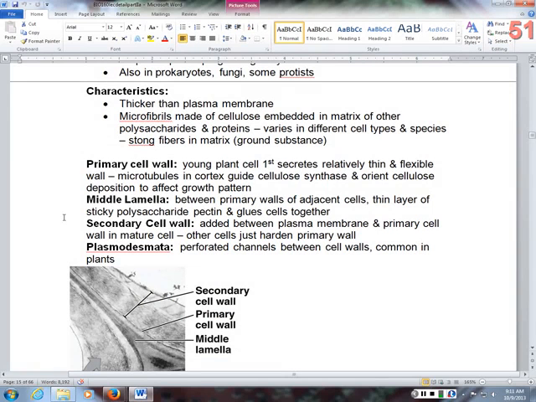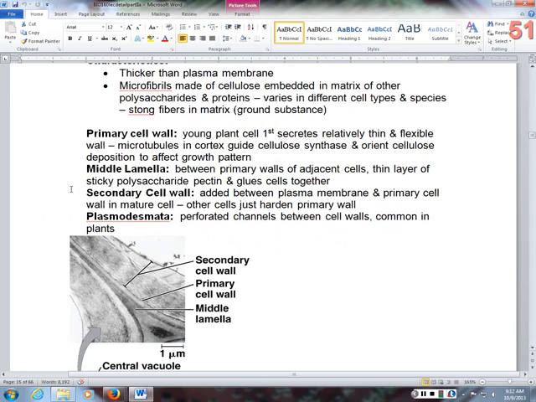A cell wall is going to be thicker than the plasma membrane, and it's going to have microfibrils made of cellulose in there that are embedded in the matrix of other polysaccharides and proteins in there. Various compositions will be seen in different cell types in there and different species. This is what gives plant matter the fiber. So when you eat plants, you're going to increase fiber in your diet. You don't necessarily have to eat grass to consume some cellulose. You're going to get a little bit of cellulose in any plant matter that you eat because of the cell walls in there.